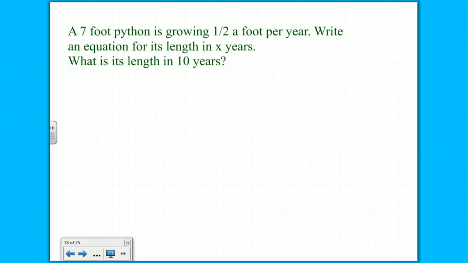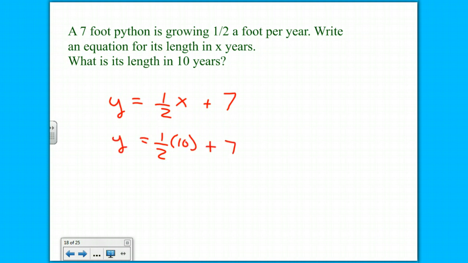Okay, I see so many of you with the correct answer here. And so you wrote y equals 1/2 a foot times the number of years, right? Plus, he started at 7 feet. That's just a starting length. That's it. And then when you multiplied by 10 years, here you plug in 10, you all ended up with y equals 5 plus 7, or his length is 12 feet. Good job.